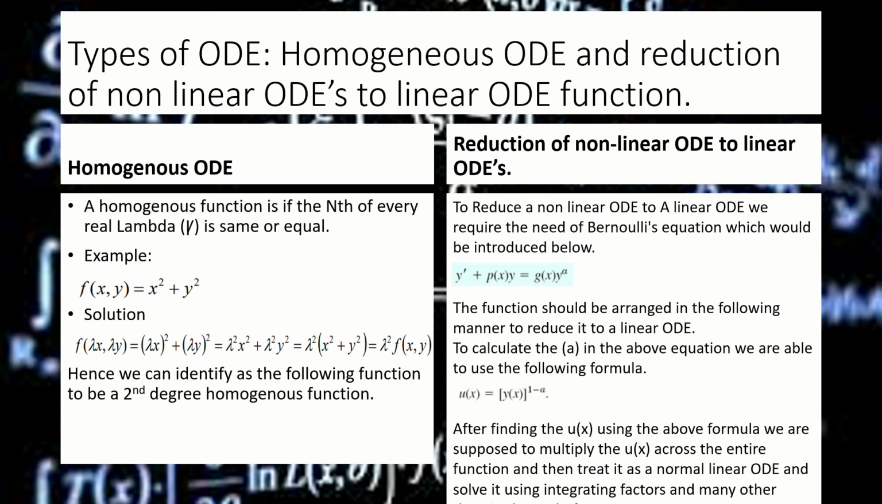So finally, let's move on to the reduction of a nonlinear ODE to a linear ODE. As you can see, we do require this equation to reduce a nonlinear ODE to a linear ODE, and then we need to calculate the a of y to the power a using the following equation below, which I have mentioned. After finding this, which is u(x), we have to multiply this across the entire equation, on both the left hand side and the right hand side.